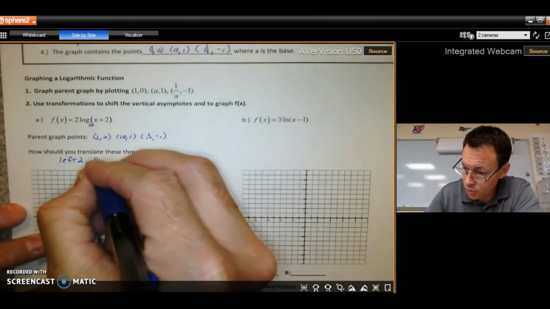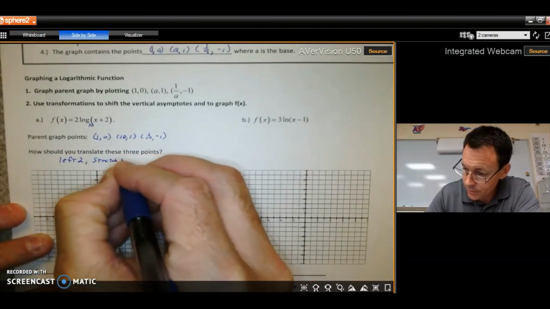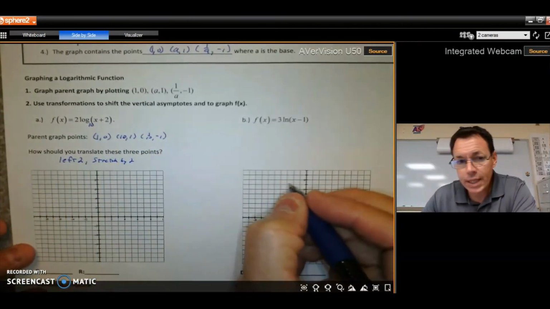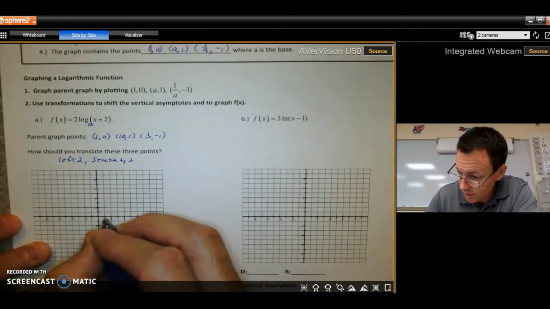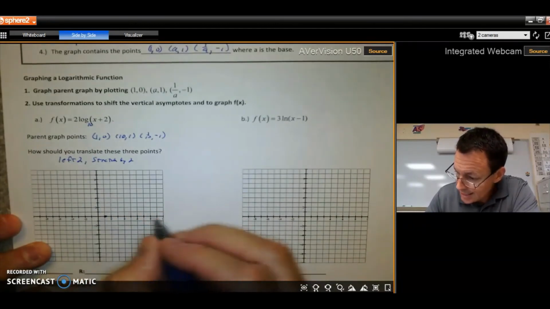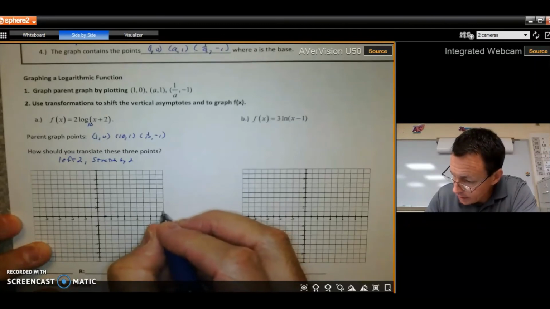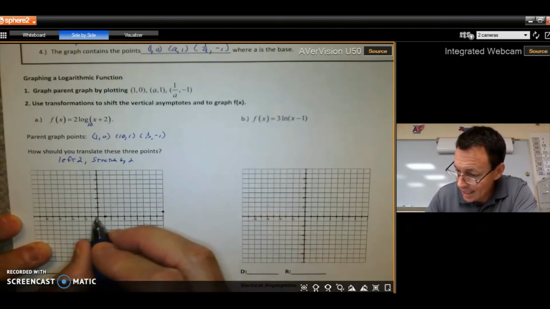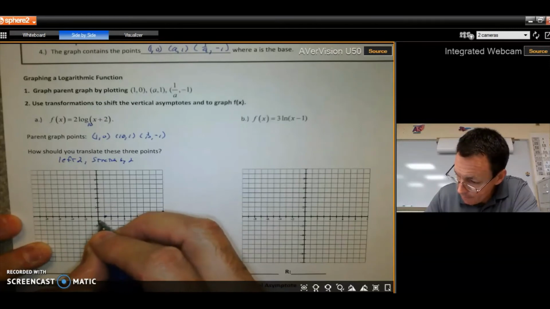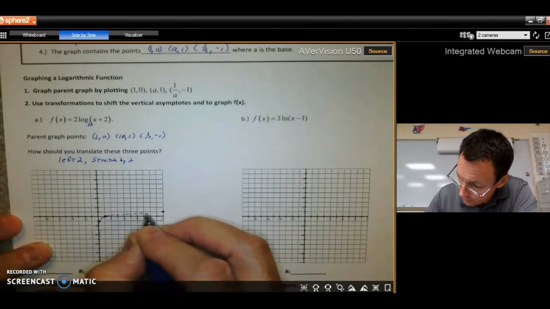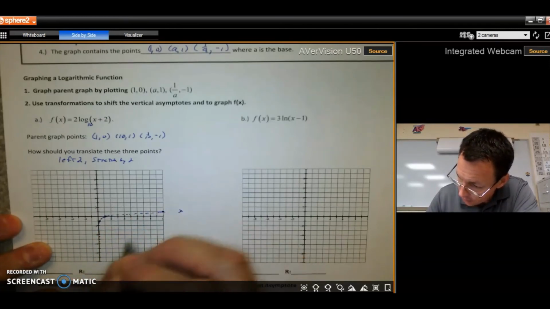So we're going to stretch by 2. So again, what I'm going to do is I'm going to start with these 3 points. I'm going to graph them. I'm going to graph 1, 0, 10, 1, and then 1/10, so we're going to approximate that, over 1/10 and down 1. Okay, so these 3 points, if I do a dotted line, this would be our logarithm. This is the graph of our logarithm.